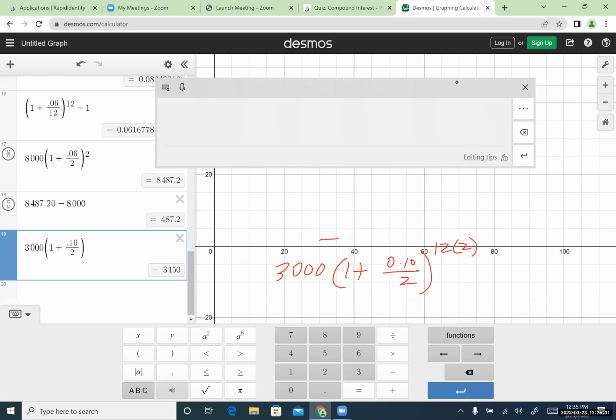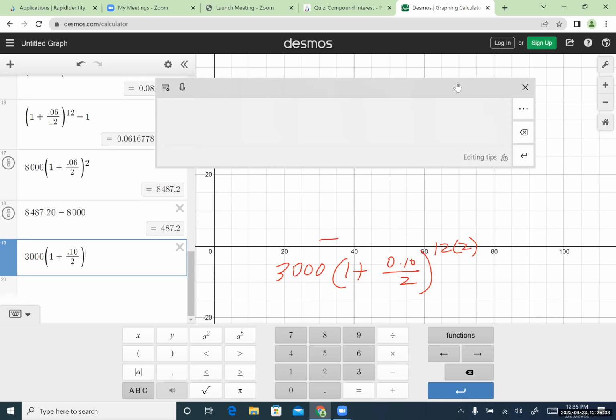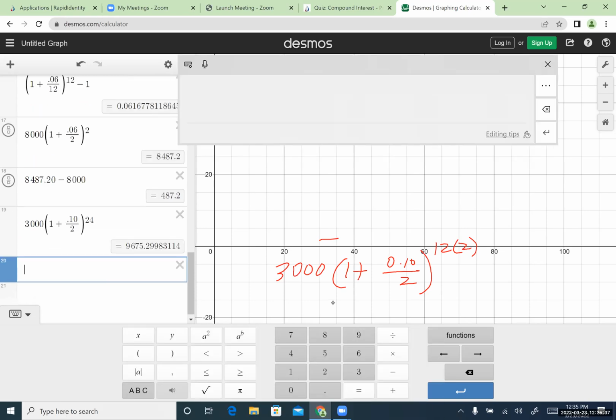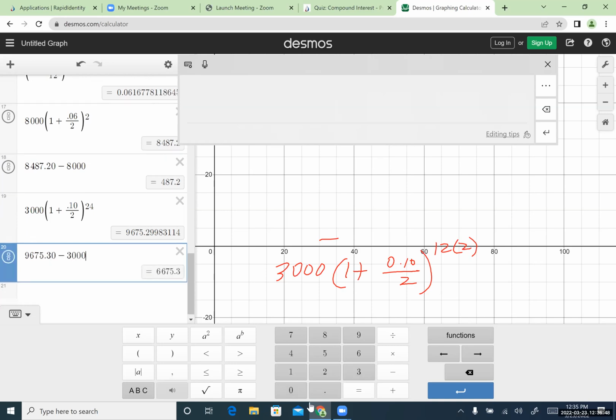And the power is 12 times 2, which is 24. So I get 96.75. So if I want to know how much of that is interest, 96.75 rounds up to 30 cents, minus the initial investment of 3,000. I get 66.75. Let's see if that's what they were asking.